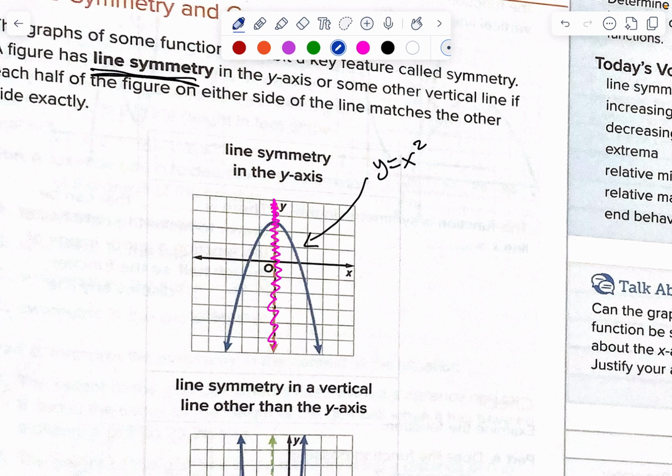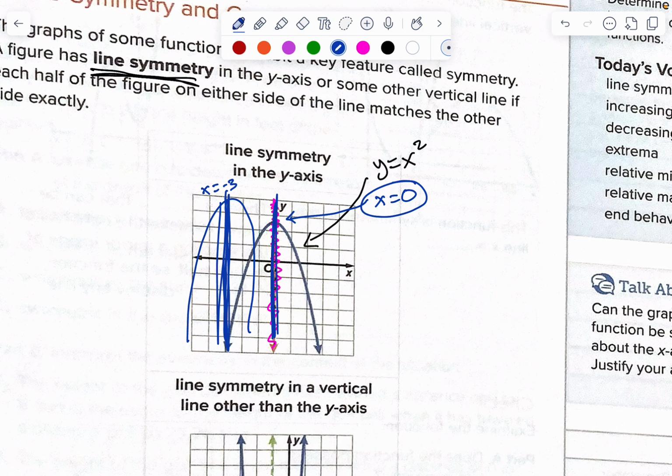Now, sometimes instead of calling it the y-axis, they will call this the line x equals 0. This is the straight up and down line, x equals 0, right? Like if the parabola was over here and it was across this line, that would be the line x equals -3 because it's going up and down on -3, right? So this is the line x equals 0, or the y-axis where you're folding it in half, okay?